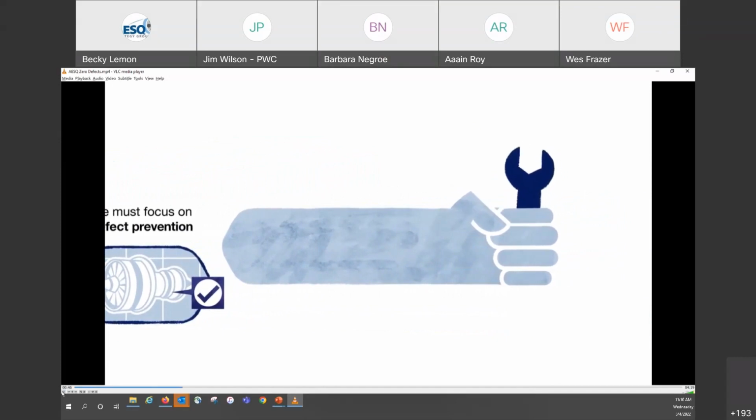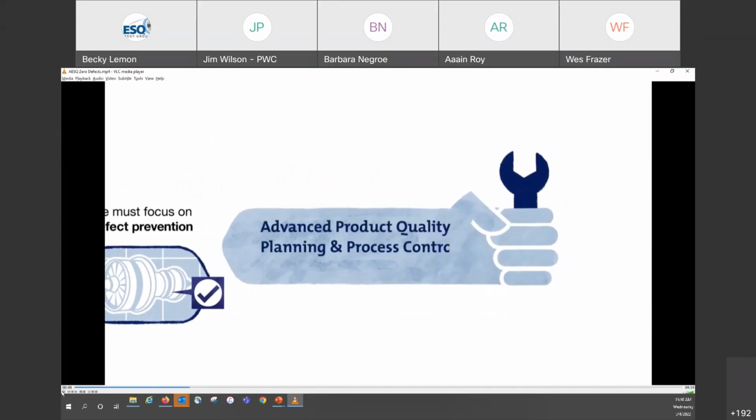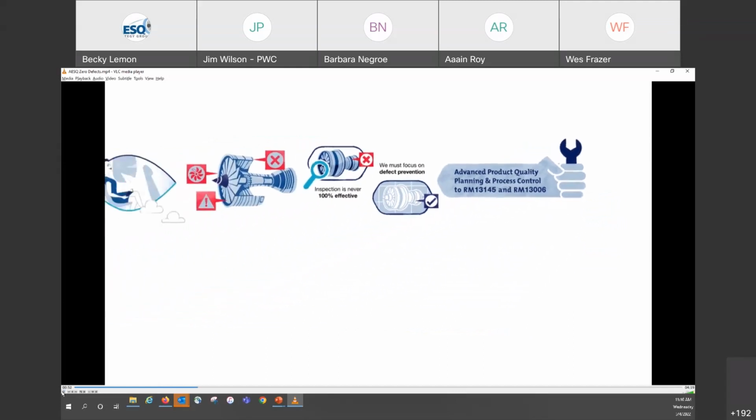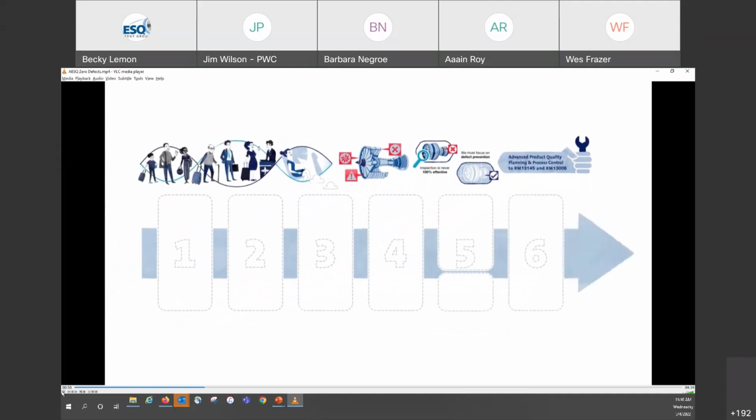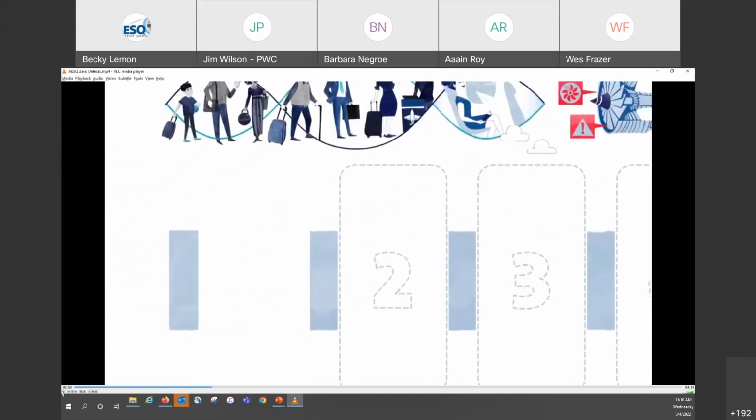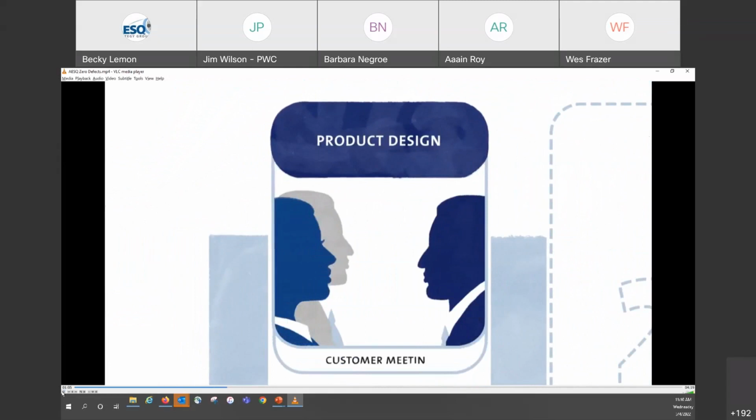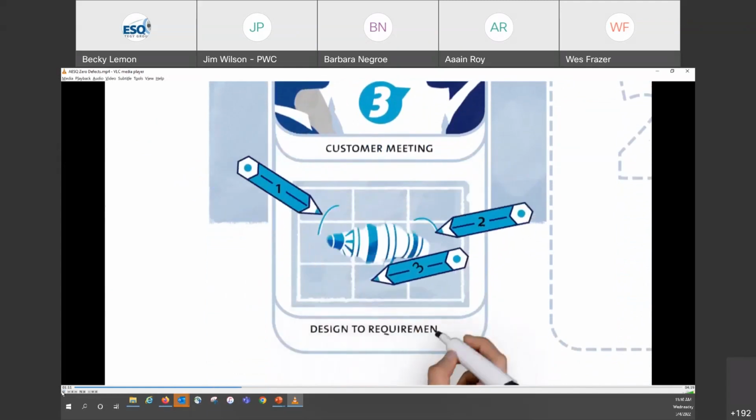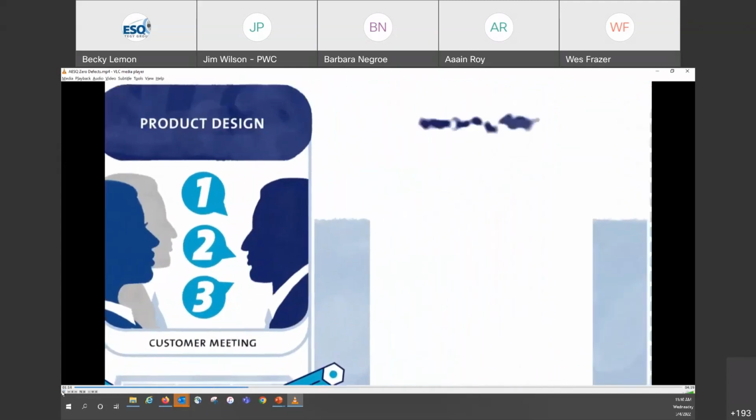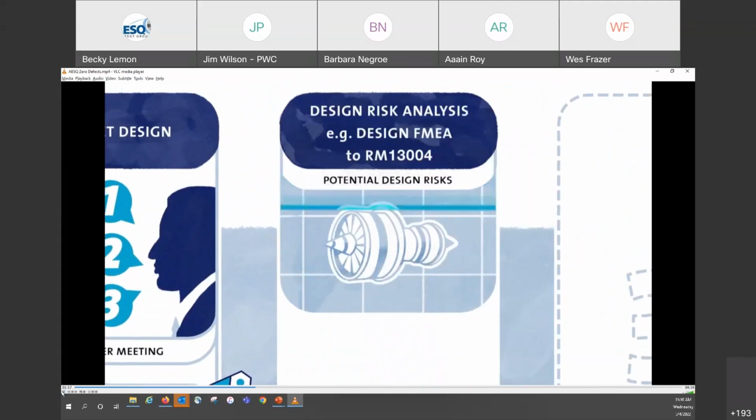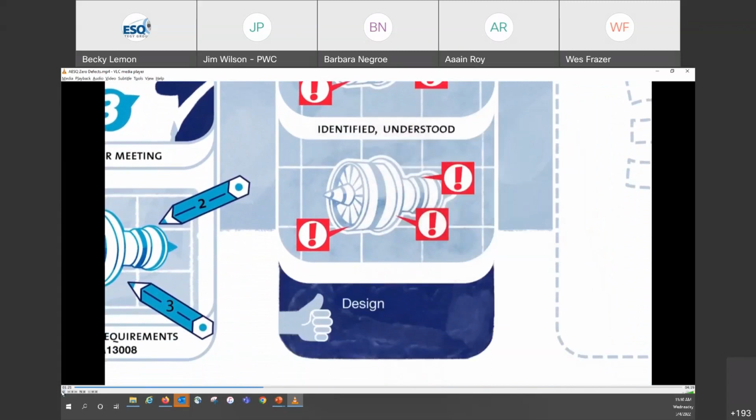To this end, defect prevention activities are built into our advanced product quality planning and process control requirements as an end-to-end process, with each step being integral to defect-free production. Here's how it works. Firstly, we have product quality planning. This is where the design team works directly with the customer to understand what the product needs to do. From this, a product design can be created. Cross-functional teams then carry out design risk analysis to ensure that potential design risks are identified, understood, and mitigated. There are a number of ways this might be carried out. For example, by using a design failure mode and effects analysis tool.